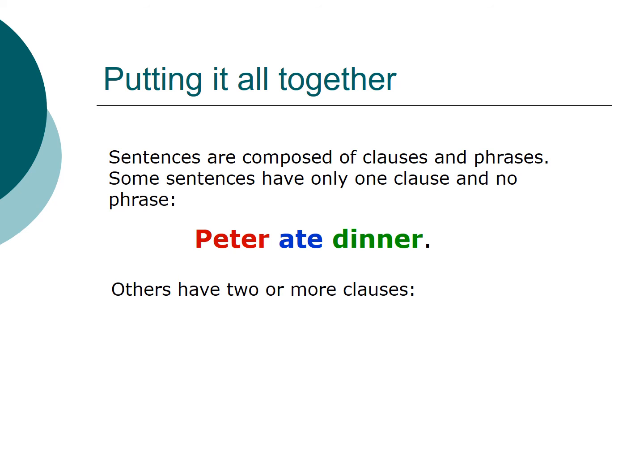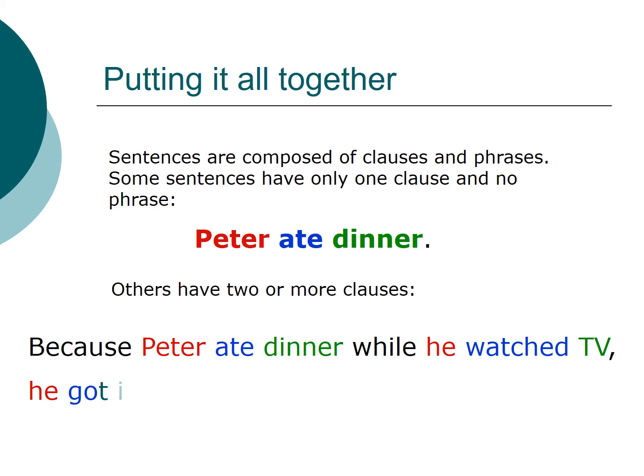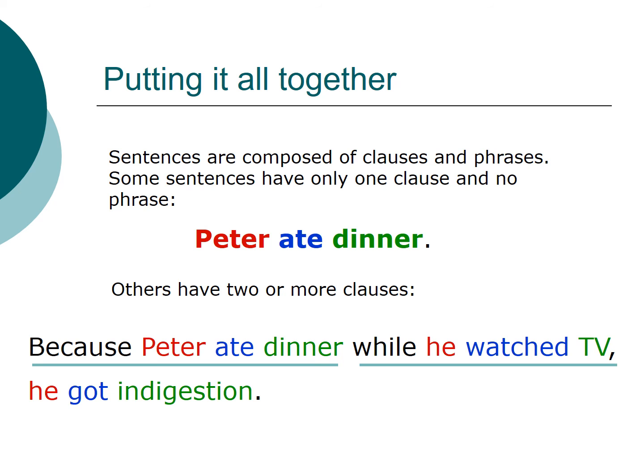Others have two or more clauses. Like when I say, because Peter ate dinner while he watched TV, he got indigestion. So I have "because Peter ate dinner." This is a clause, number one. Then "while he watched TV," this is clause two, and "he got indigestion," clause three.